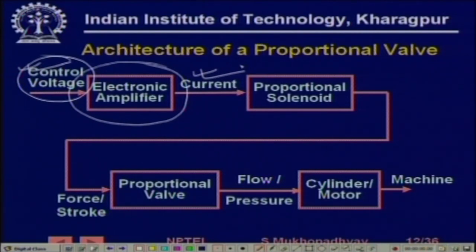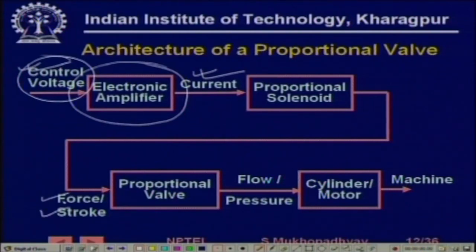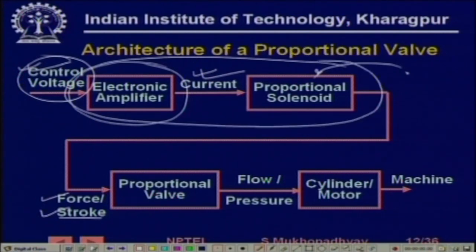This current will be applied to a proportional solenoid. The characteristic of the proportional solenoid is such that at a particular current, it can create a particular force, or it can create a particular stroke, as we shall see. Proportional valves can be either force controlled or stroke controlled. This is the coil part of it. That's why these are called electrohydraulic. So this part is electrical.